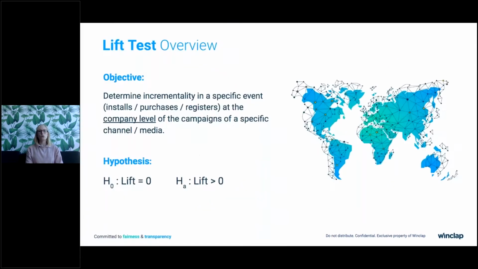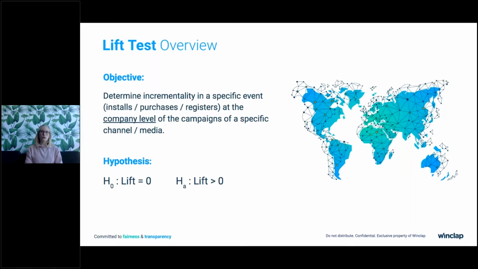So first of all, going through the methodologies, today we're going to talk about the incrementality test that you can do to analyze the lift on specific events. Maybe you want to understand a little bit more about the incrementality on your installs or on some events such as purchases or registers of the user on your page or on your app. And here we want to measure everything at a company level. So these are campaigns that are going to run on a specific channel or media.